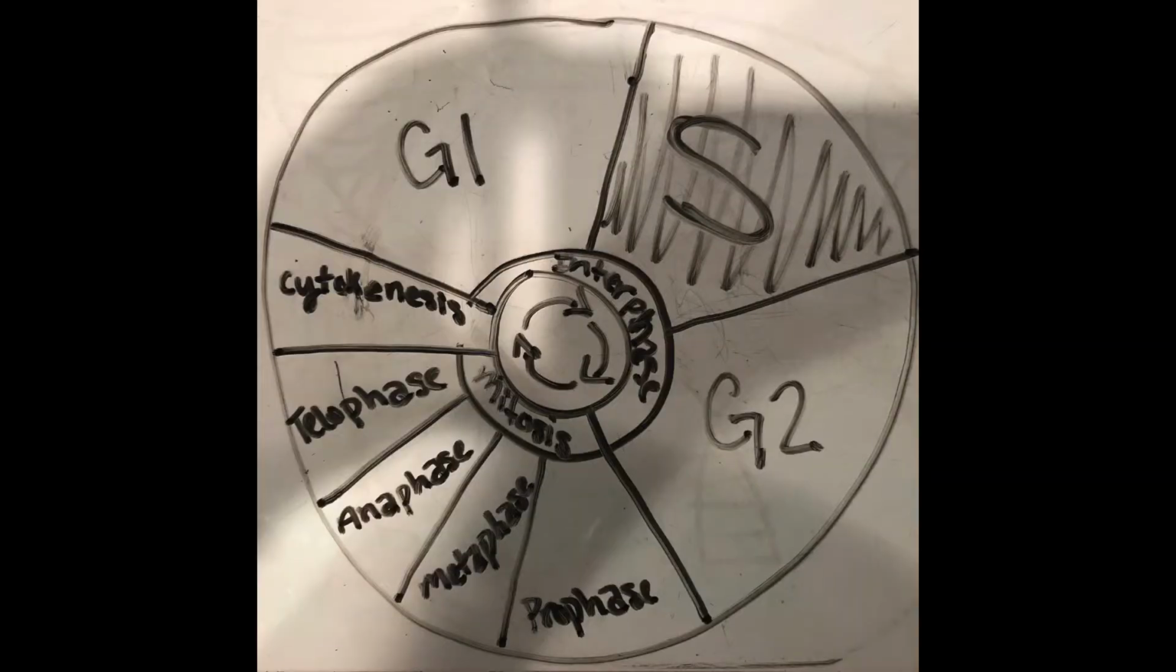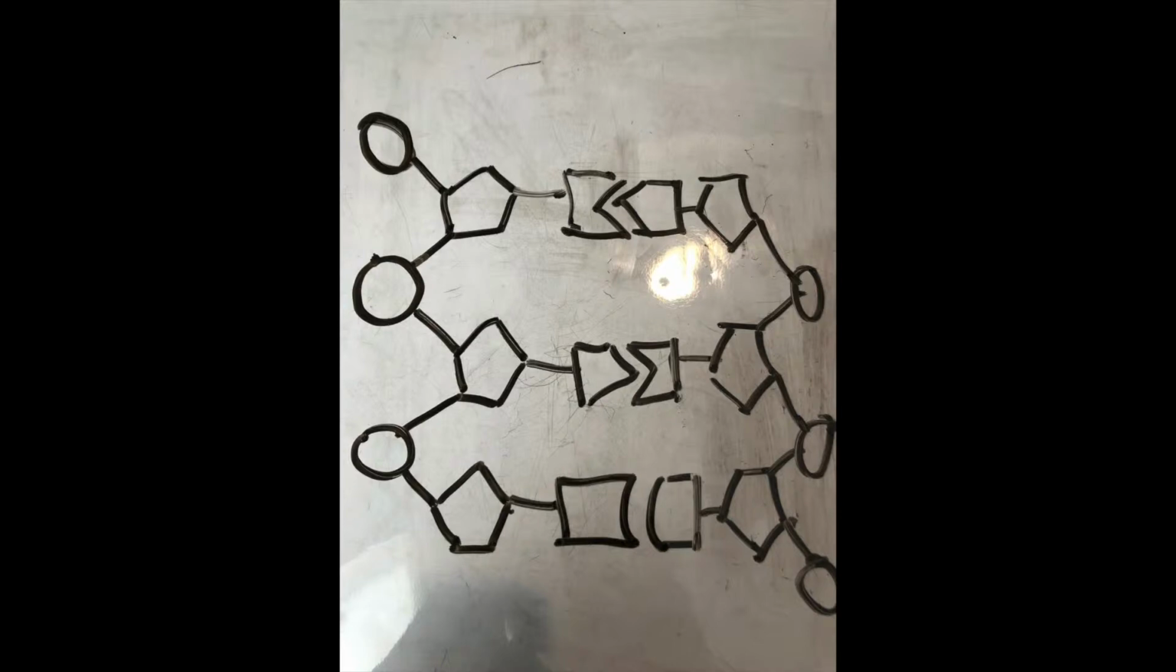DNA replicates during the S stage of interphase because it needs to occur before mitosis or meiosis. We must first understand DNA to understand DNA replication. DNA is composed of deoxyribose sugars, nitrogenous bases, and phosphates. The three of them combined is called a nucleotide.